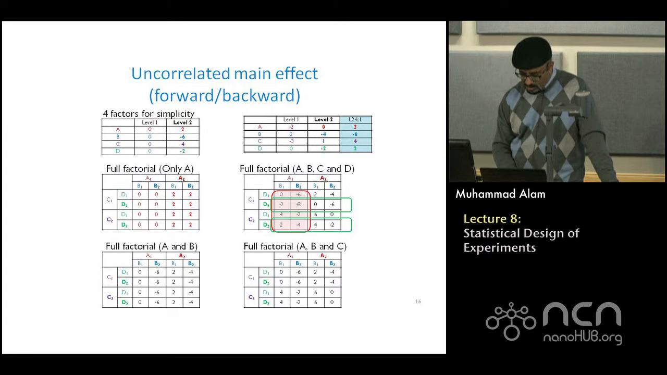I will have this as my experimental output. I will write a computer code to add things up, and then whatever result I get is really their individual contribution. Is it clear? Okay.